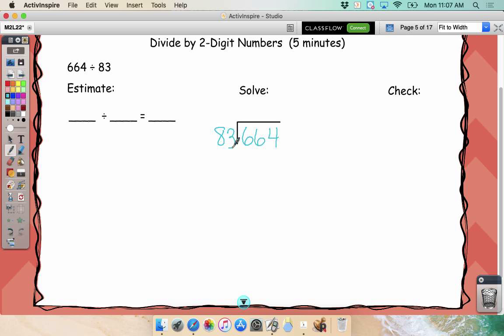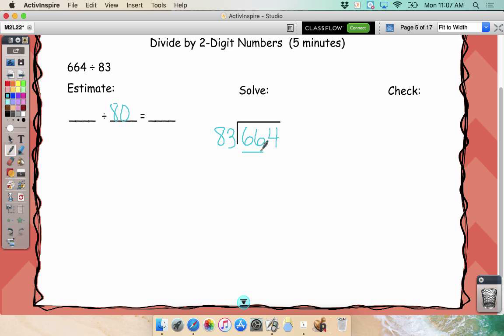Okay. Now we're going to round the divisor. What does 83 round to? 80. Let's go to 80. Trust me on this. Now what I'm doing, don't underline this, is I'm looking at the 66. Does 8 go into 66? No, but there's a number close that it goes into.